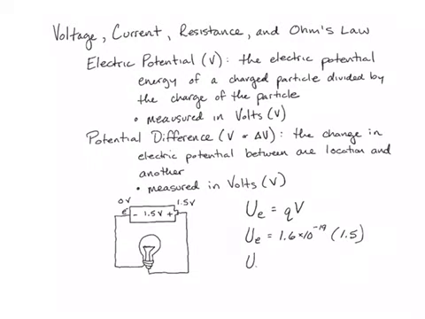So if we calculate the electric potential energy of the electron at that negative terminal, it comes out to 2.4 times 10 to the negative 19th joules. Now that's not very much energy, but as we'll see in a minute, lots and lots of electrons are going to get pushed through that light bulb in a pretty short amount of time.